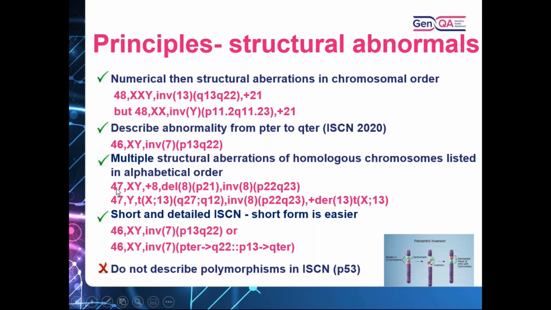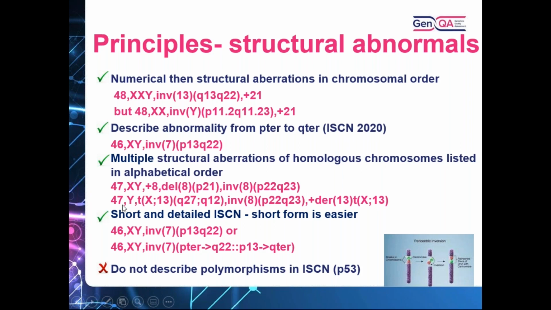You have got 3 chromosome 8s in this particular patient, just so it makes sense to you. So you've got 47, comma, XY in a male, comma, you've got an additional 8, numerical before structural, comma, then you've got a deletion of one of the 8s, and then you've got an inversion in the other 8. So you're separating each by a comma, and you put the structural aberrations in alphabetical order, so del goes before inversion.